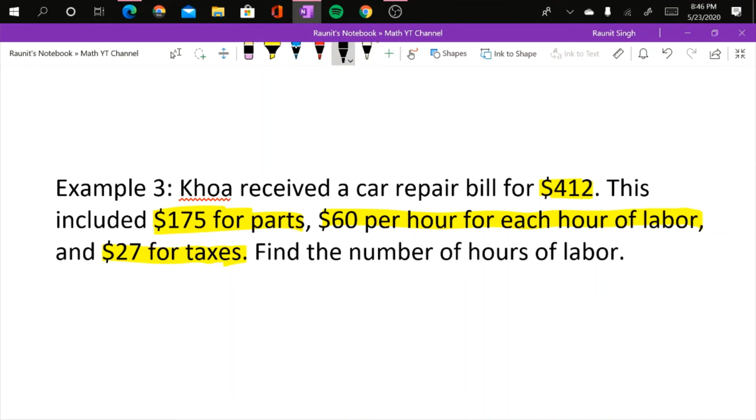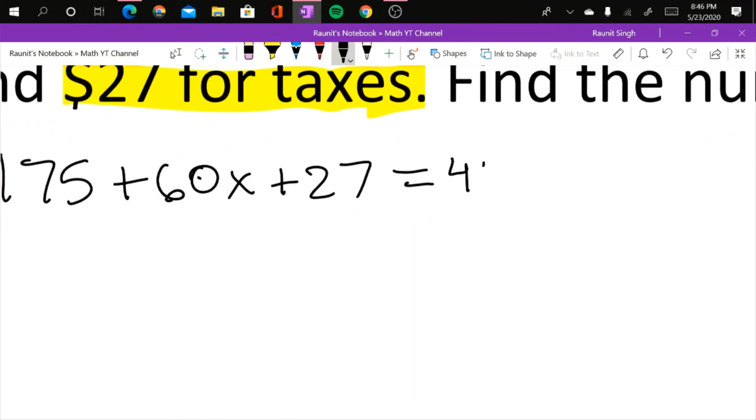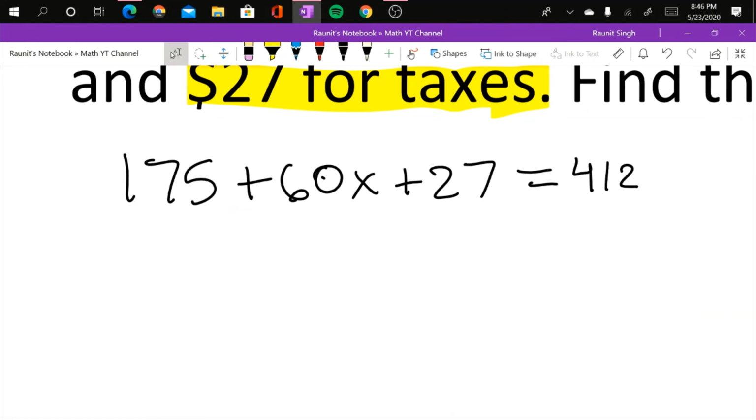So let's say the amount of hours for labor was x, okay? So we're going to have, let's do 175 plus 60x, and then plus $27 for taxes, which is equal to $412. Here, let me zoom in. $412, okay? So now let's add up 175 and 27, and then we get 202 plus 60x, which is equal to 412.